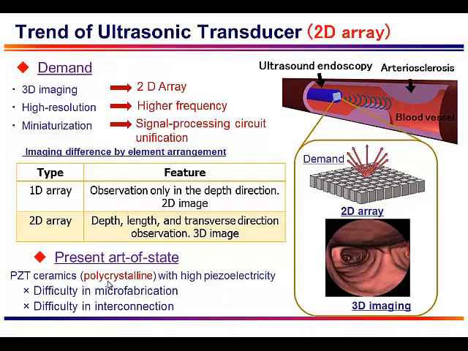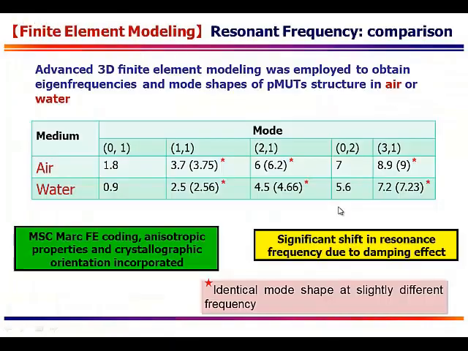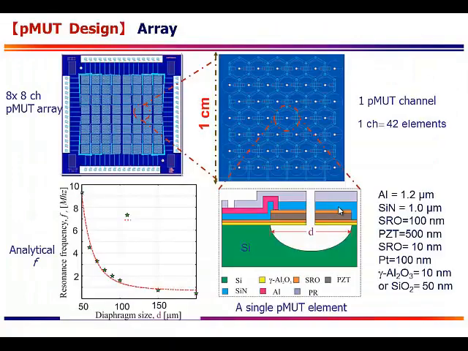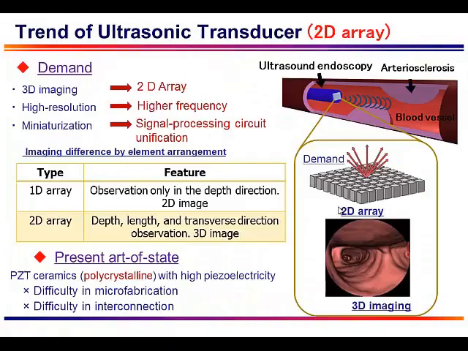So in this case, you can see in the upper right corner that transducer, the 2D array transducer. In that case, you can get a real 3D image that you need for medical application, for example, ultrasound endoscopy or something like that.